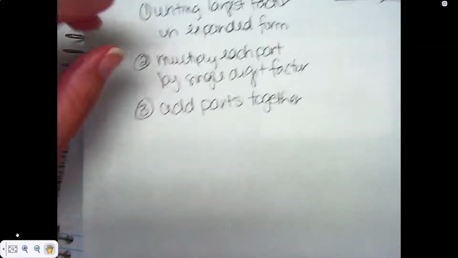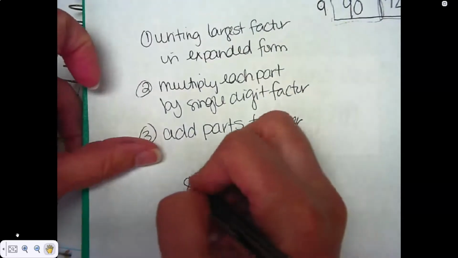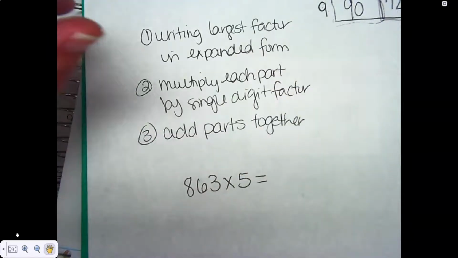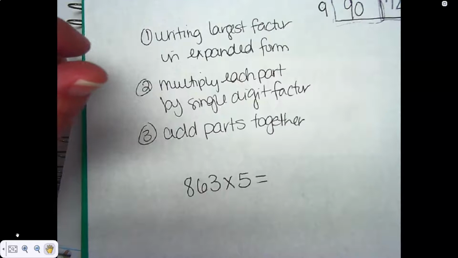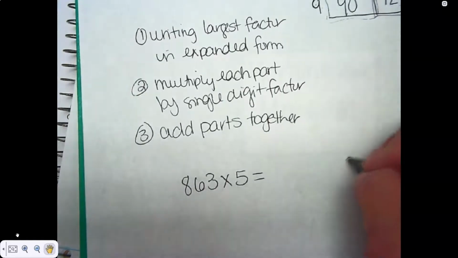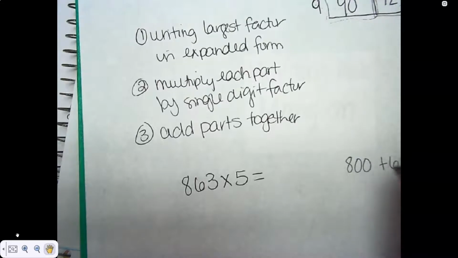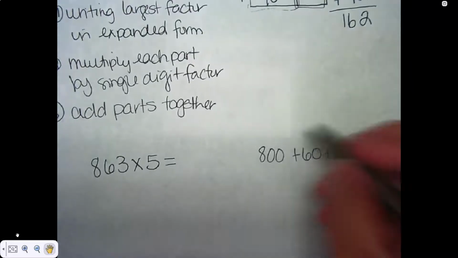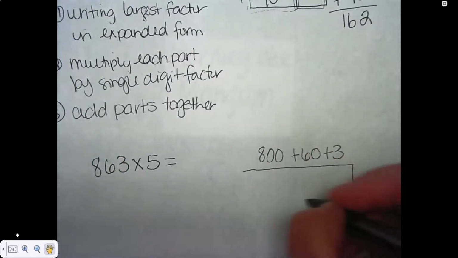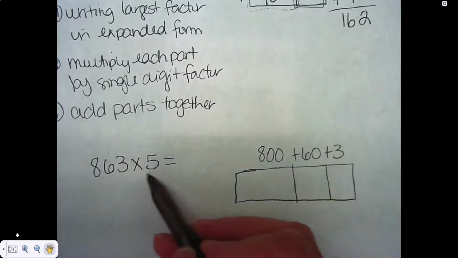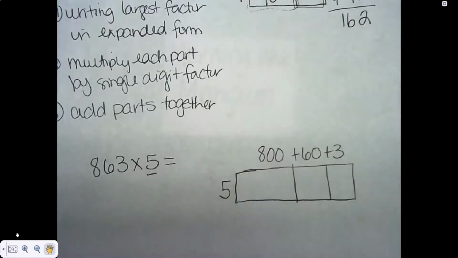So if we follow those steps, let's say I gave you the problem 863 times 5. And that's the problem I want us to solve using the area model. So step 1 says that we are going to write our largest factor in expanded form. So that would be 800 plus 60 plus 3. Then I'm going to make my area box. And I like to put my lines where my plus signs are. And then I'm going to multiply that by my other factor, which would be 5.